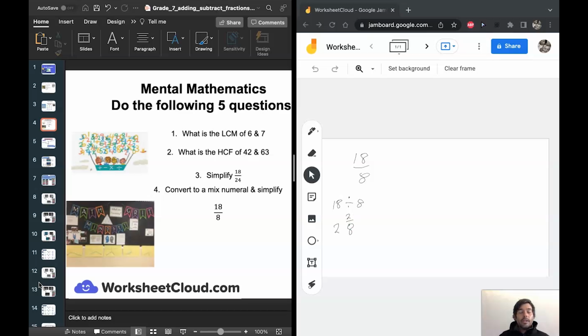Okay, but now I need to simplify. So remember, simplify the fraction. What number goes into both 2 and 8? They're both even. So the most obvious number that goes into 2 and 8 is indeed 2. So 2 divided by 2 and 8 divided by 2. And that will give me an answer of 2 and 1/4. Okay, great. Let's carry on with the rest of the lesson.